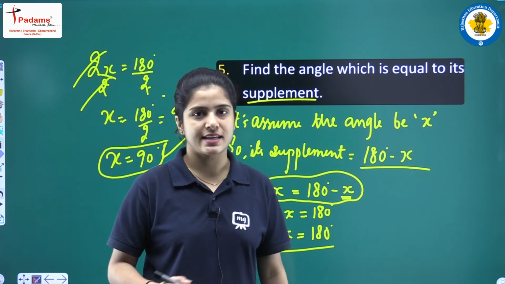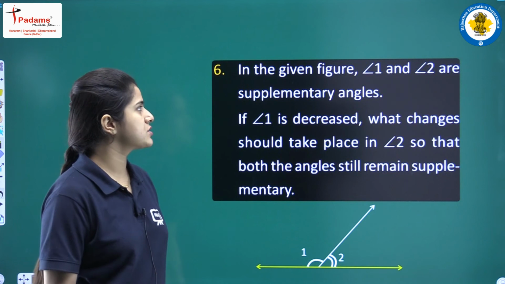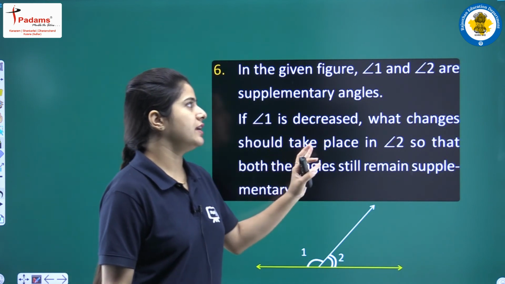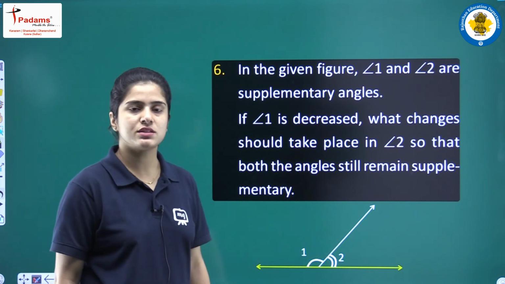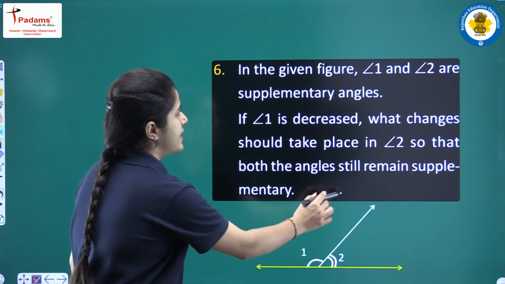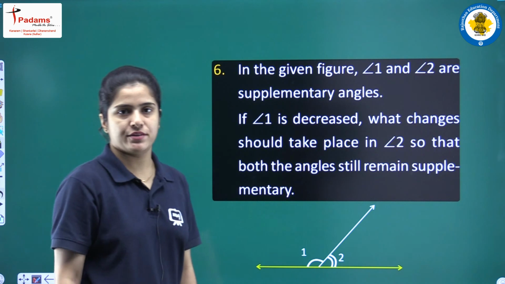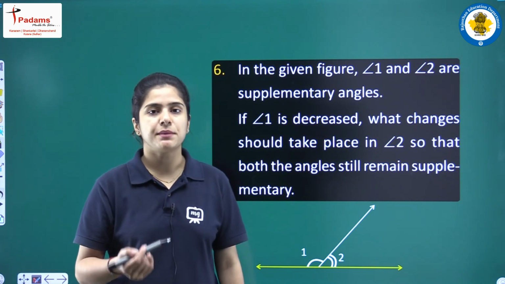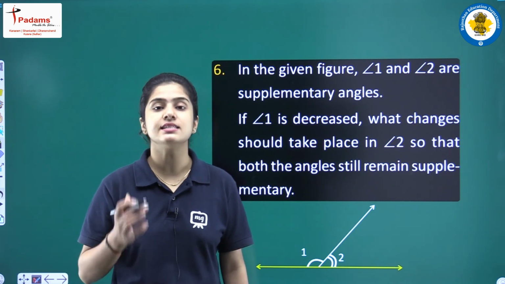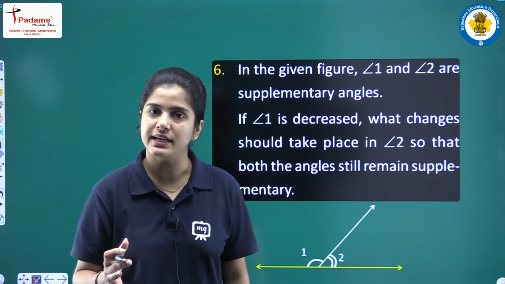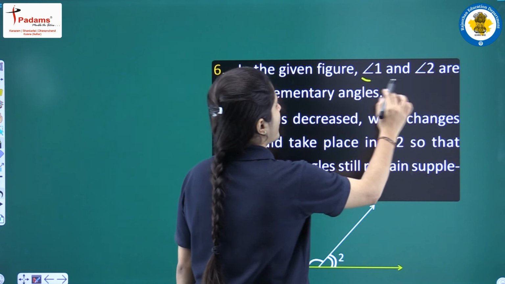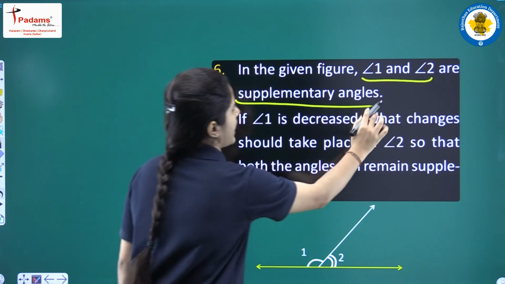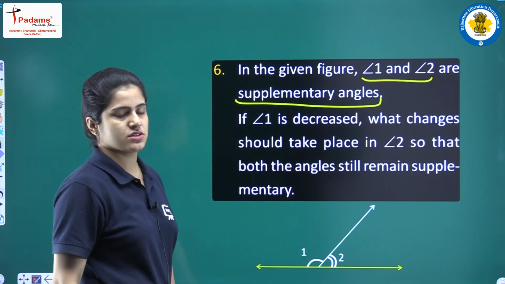Having a look at the sixth question, students, what is the sixth question? In the given figure, angle 1 and angle 2 are supplementary angles, okay students. What are supplementary angles, students? The angles whose sum is equal to 180 degree are supplementary angles, okay. So we are given that 1 and 2 are supplementary angles, according to this question.